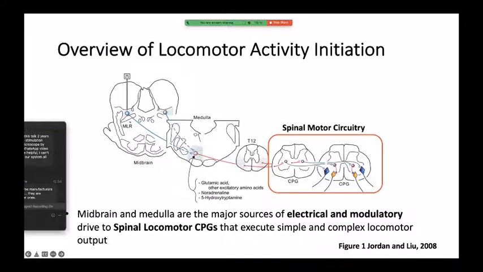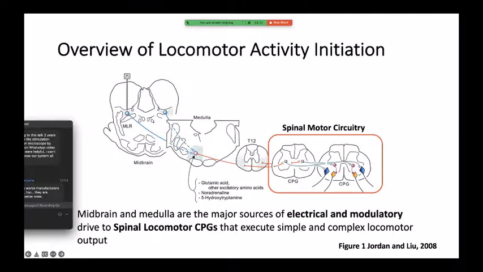So this is a brief overview. Most of the initiation of locomotor circuits comes from circuits in the midbrain. So for example, if you stimulate the mesencephalic locomotor region in the midbrain, it synapses onto circuits that produce serotonin, mainly serotonin, in order to trigger the CPG circuits in the spinal cord in order to generate locomotion.